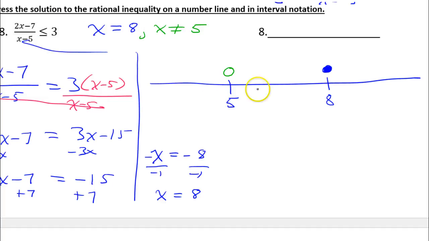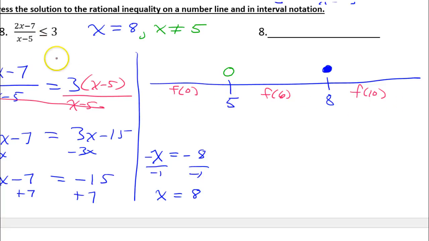Okay, now we have these 3 zones. We're going to need a test value in each zone. So over here to the left of 5, I'm going to do 0. You could do 4, 3, 2, 1, 0, -1, anything less than 5. Here between 5 and 8, I'm just going to go ahead and do 6. Could have done 7. To the right of 8, I'm going to go ahead and do 10. Could have done 9, 11. So your values don't have to be exactly like mine.